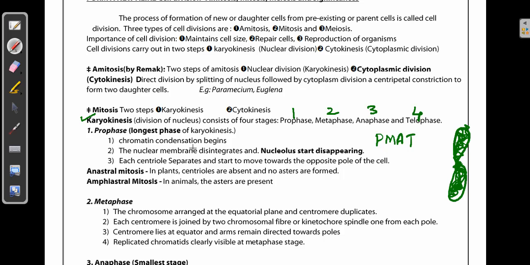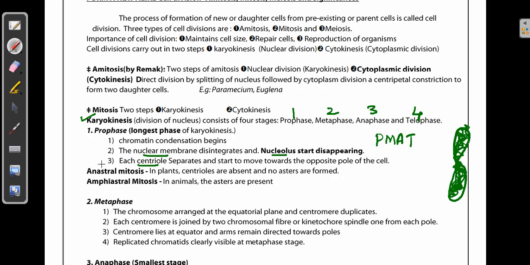And next you can see some of the important obstacles for cell division will disintegrate. The reason for the disappearance of these is to facilitate more area for the moving of the spindles, you can say. First the nuclear membrane will disintegrate, and then you can see the nucleolus starts disappearing. It doesn't make any sense to have a nucleolus inside the nucleus when there is no need of any protein production. That's why the nucleolus disappears, and then you can see the centrioles separate and start moving towards the opposite poles of the cell.